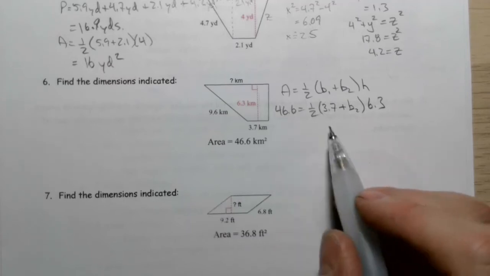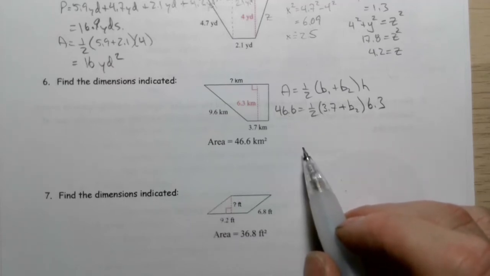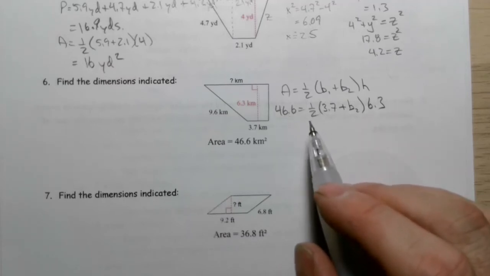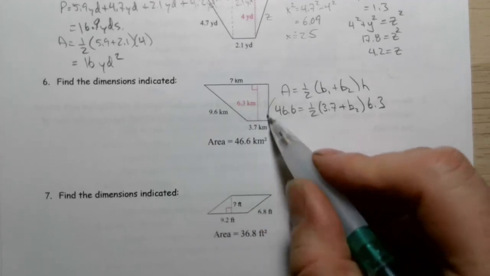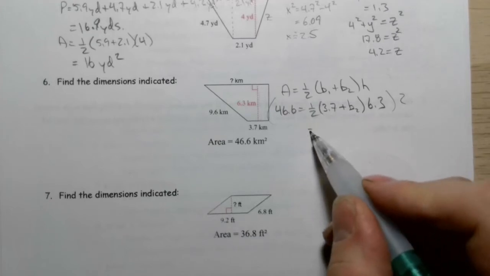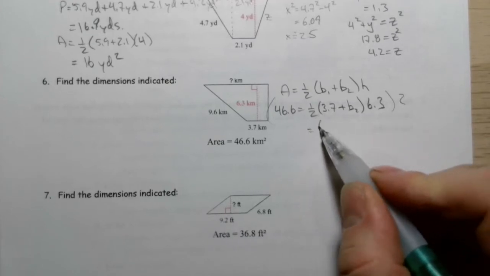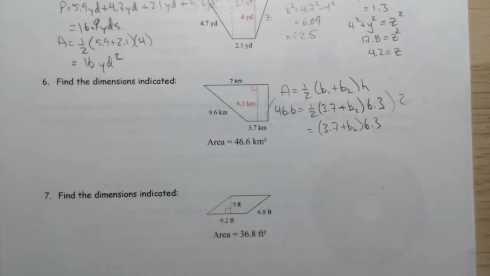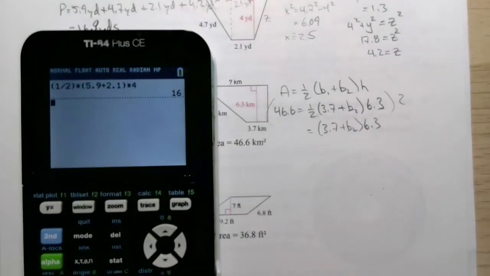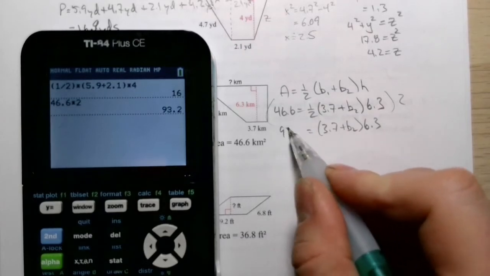So the first thing I'm going to do is move over the 1/2. Okay, so to get rid of the 1/2, I'm going to multiply both sides of the equation by 2. Now, on the right-hand side, all that's going to do is get rid of my half. That's the reason why I'm doing it. But on my left-hand side, I'll get 46.6 multiplied by 2. So 93.2.